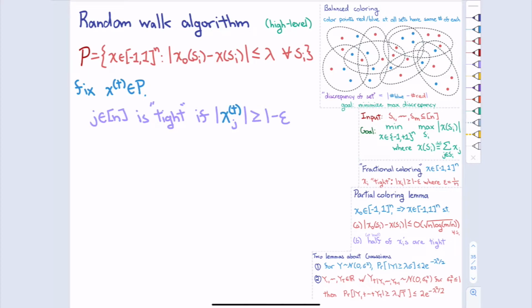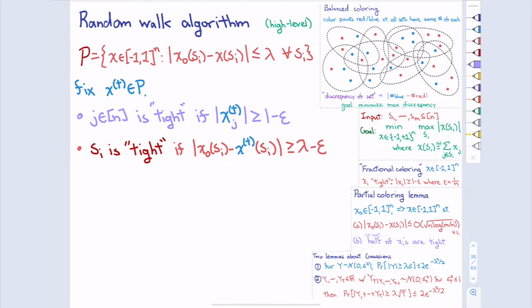Okay, so let me go into some terminology. I guess we've already gone over this. If I'm looking at the t-th iteration, so I currently have x_t at some point in my polytope, I'm going to say a coordinate is tight if it's close to 1 or negative 1. And similarly, I'm going to say that a set is tight if the discrepancy is within epsilon of that bound I'm going for. Like we've already said before.